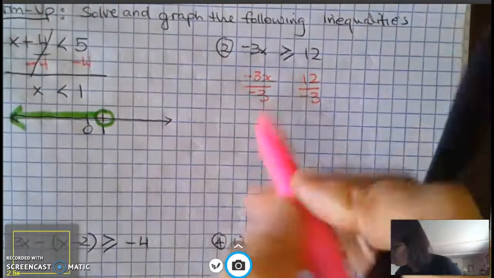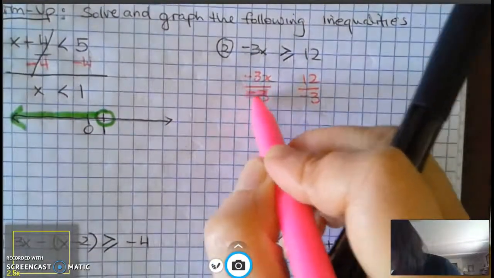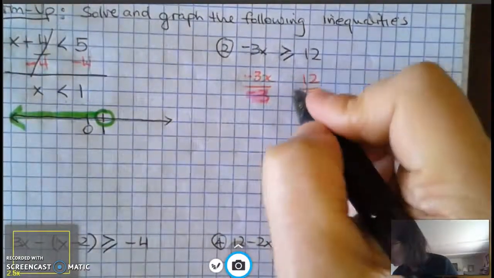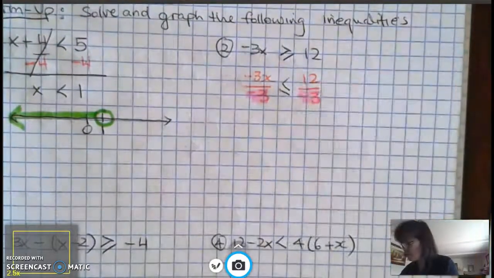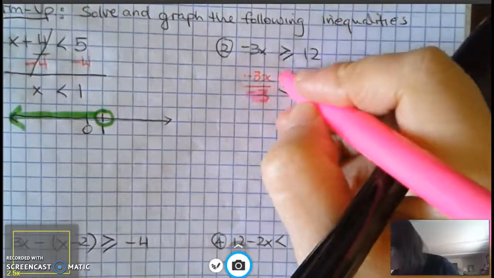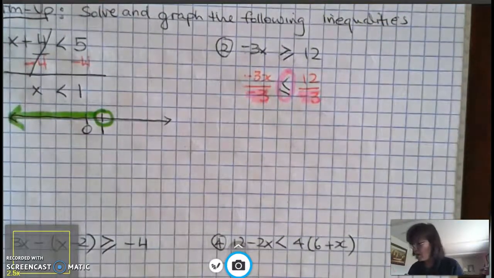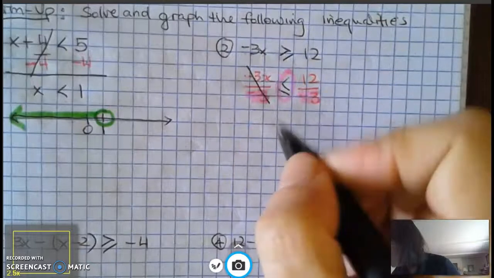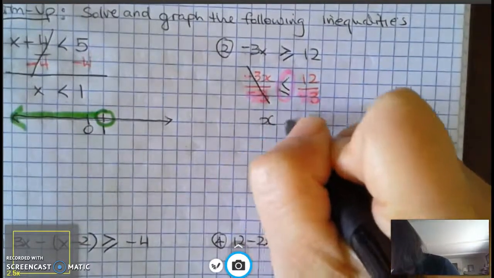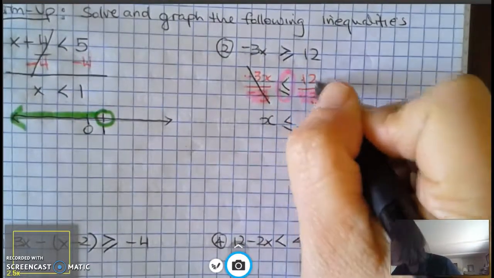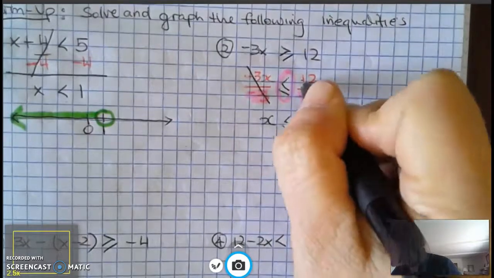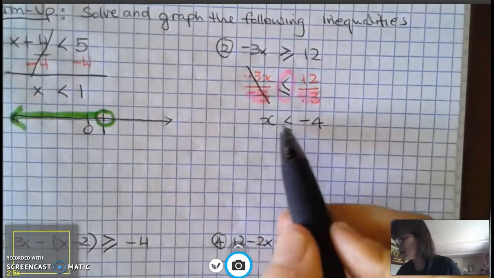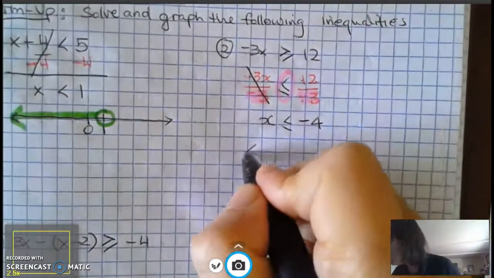Okay, so we have a negative. We're dividing both sides by a negative here. That means the inequality sign has to get flipped, because we are dividing by a negative number. So then that cancels out and you're left with x is less than or equal to 12 divided by 3 is 4. Positive divided by negative is negative. So now you have x is less than or equal to negative 4.